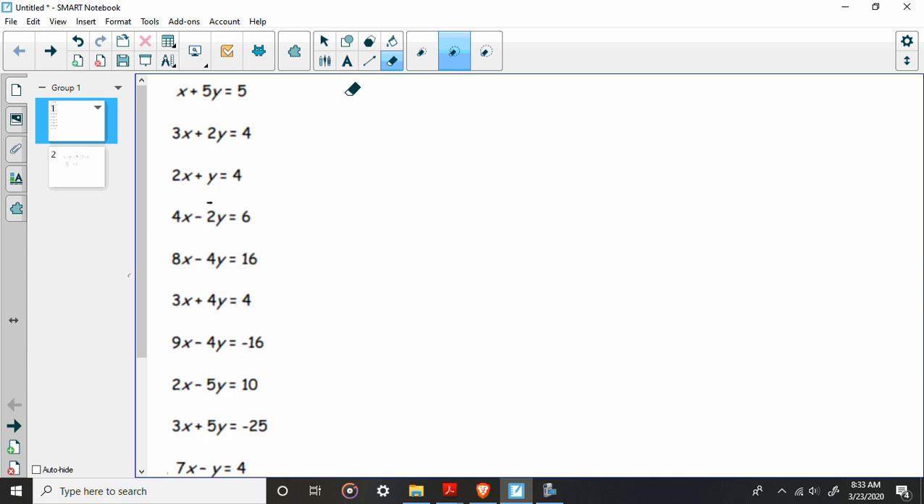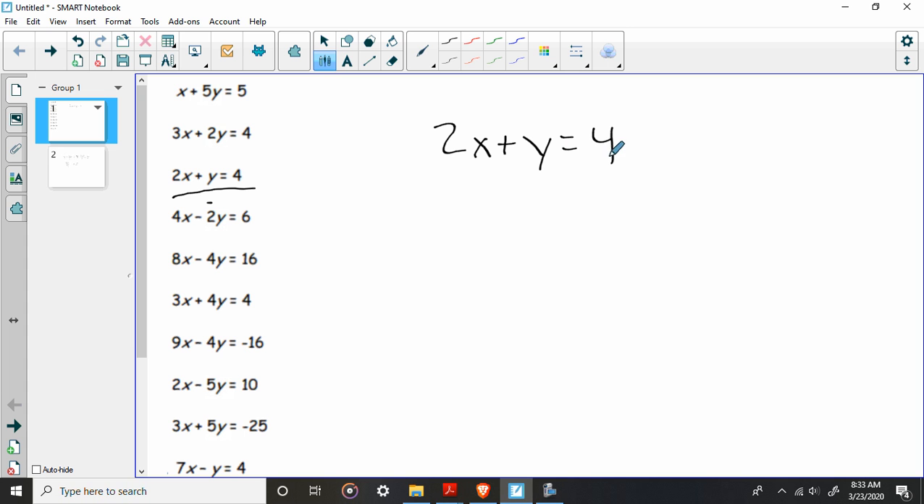So let's take a look at a really straightforward example, and that's going to be this third one here, okay? So we have 2x plus y is equal to 4. Very straightforward. I'm subtracting 2x from both sides. So what am I going to get? y is equal to negative 2x plus 4.